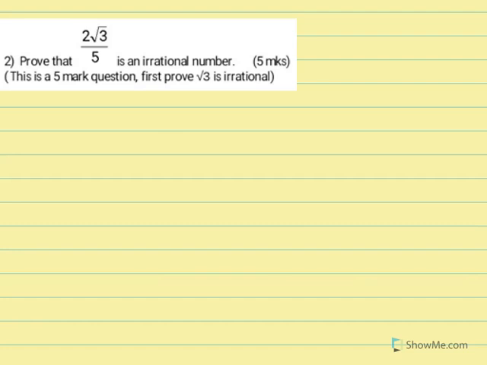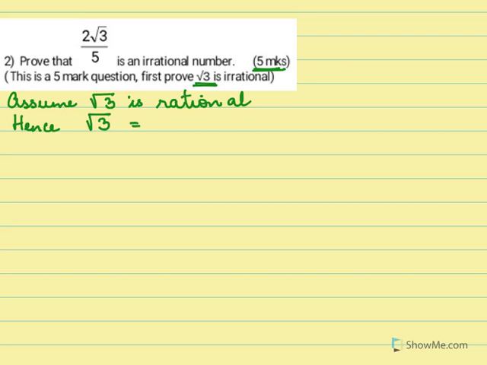Prove that 2 root 3 over 5 is irrational. Now this is a 5 marker. If this is a 5 marker, first we have to prove that root 3 is irrational. So we assume root 3 is rational. If root 3 is rational, hence root 3 equal to P over Q, where Q not equal to 0 and P, Q are co-prime numbers.